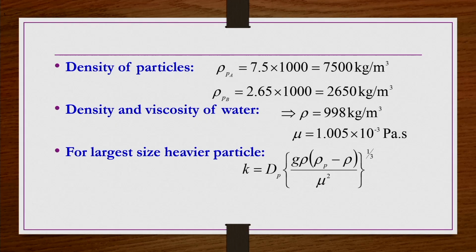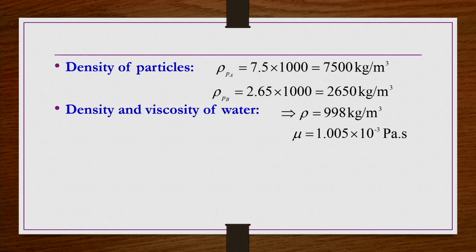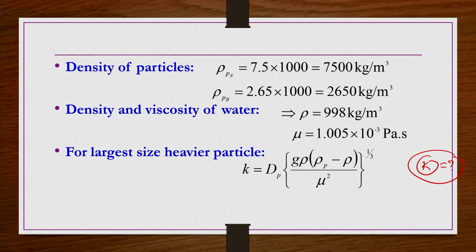For the largest size heavier particles, first we have to find out K. For which particles do you take this? You have to consider the largest settling particles. If the largest settling particles are in the Stokes region, then the remaining smaller particles will also settle in the Stokes region. That is the reason for the largest and heavier particles you have to see the K value. For the largest size heavier particle, K comes out to be 0.995, which is less than 2.6.